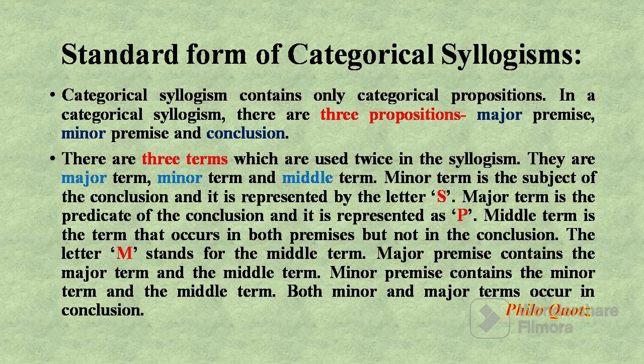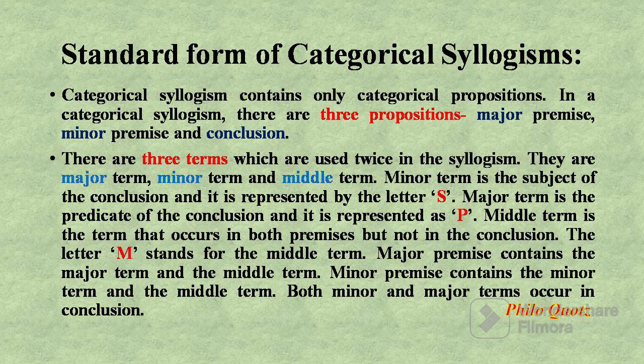Standard form of categorical syllogisms. Categorical syllogism contains only categorical propositions. In a categorical syllogism, there are three propositions, that is major premise, minor premise and conclusion. There are three terms which are used twice in the syllogism. They are major term, minor term and middle term.